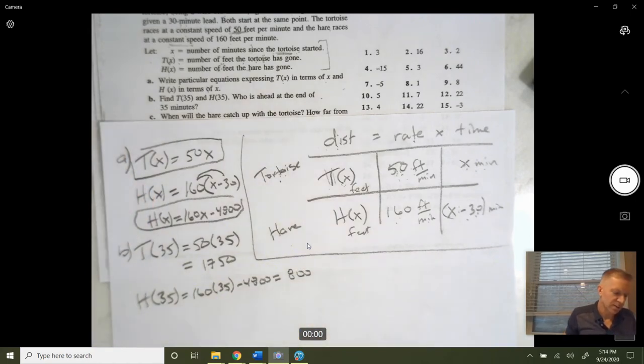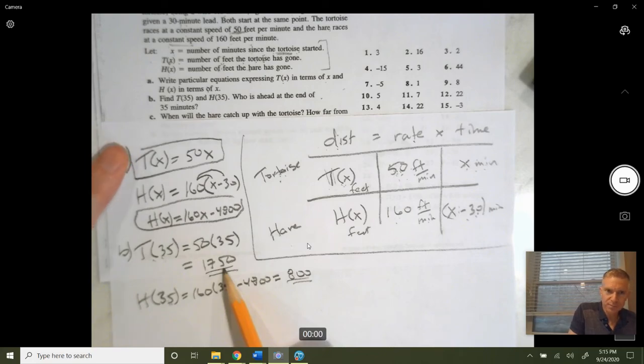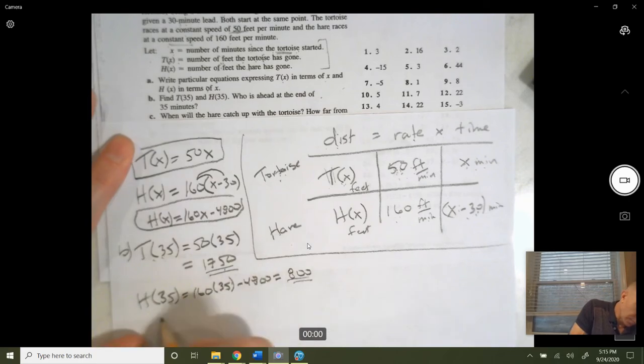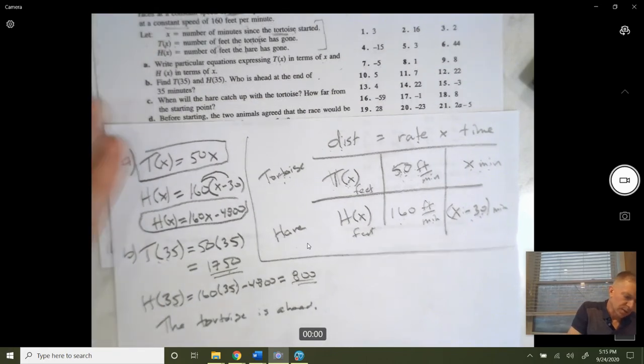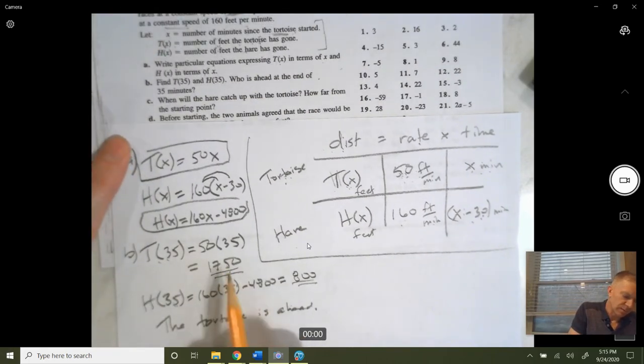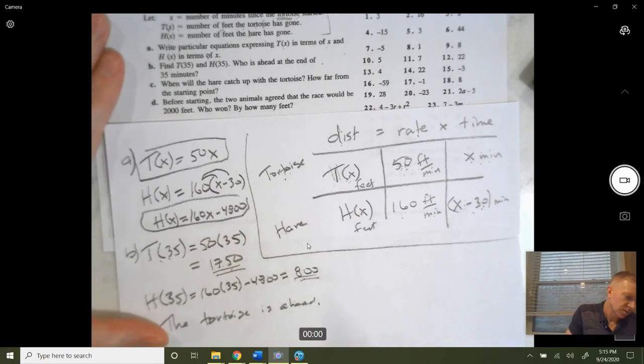And now what does that mean? That means 35 minutes into the race, where are they? Well, the tortoise is at 1,750 feet. The hare is at 800 feet. So 35 minutes into the race, the tortoise is winning. Who's ahead? The tortoise is ahead, and you know that because the tortoise has gone 1,750 feet, and the hare has gone 800 feet.